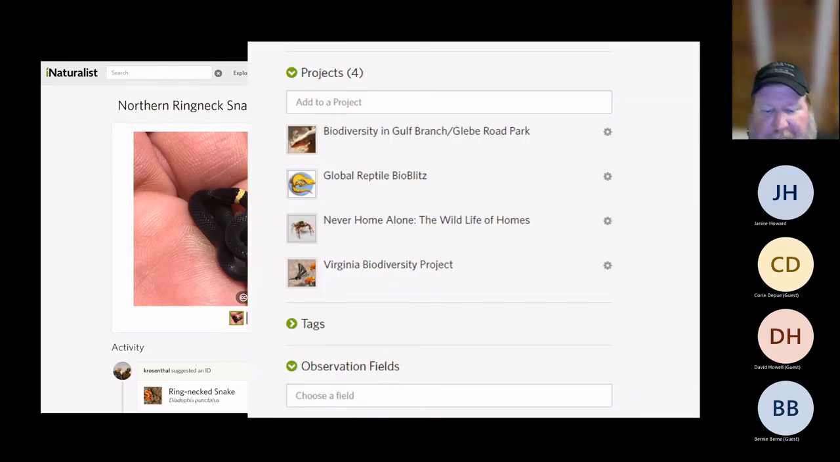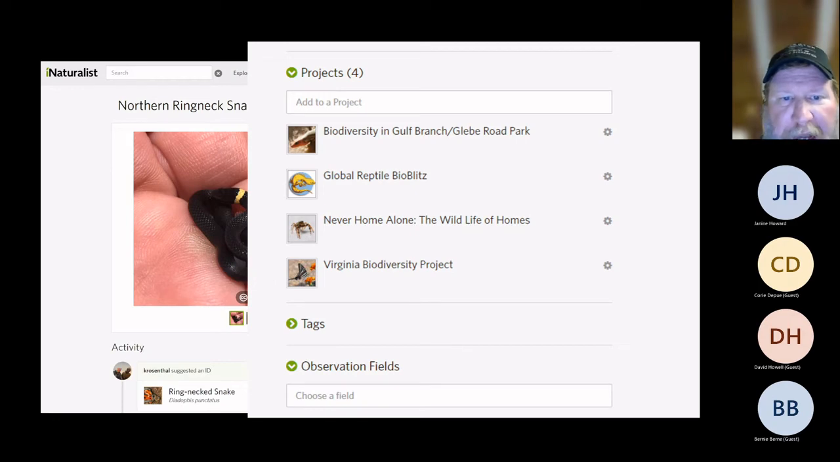There will be people that might be collecting information because they want to know about certain areas or certain species or certain groups. It collects that automatically, so typically you don't even have to add that, which is fantastic. As soon as I popped this observation and submitted it, it went into the Biodiversity at Gulf Branch, Glebe Road Park, which is a project that I started to see what was going on in the park I'm at. It went into the Global Reptile BioBlitz. It went into Never Home Alone because it was in the building, so I submitted to that. That one I had to do myself. And then the Virginia Biodiversity Project, because it was in Virginia, so it automatically went in there.